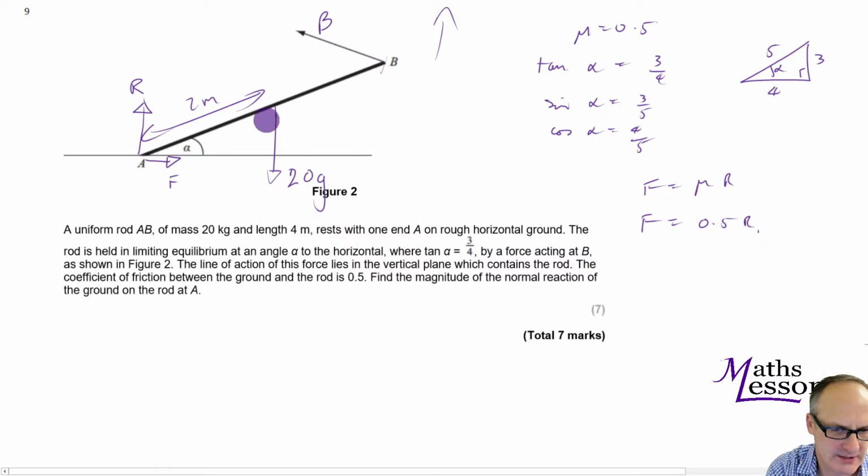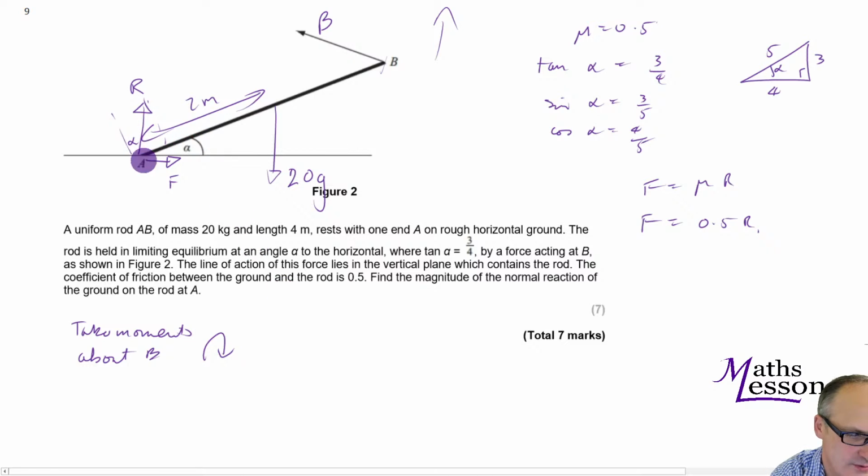Now, if we take moments about B, we can just negate B from the whole equation. And we know that we can write F in terms of R, and then the only unknown we've got is R. So let's work on that. So let's take moments about B, and we'll go clockwise. So therefore we're going to have R, and we're going to have a bit of R. So if this is alpha, then this angle here must be alpha.